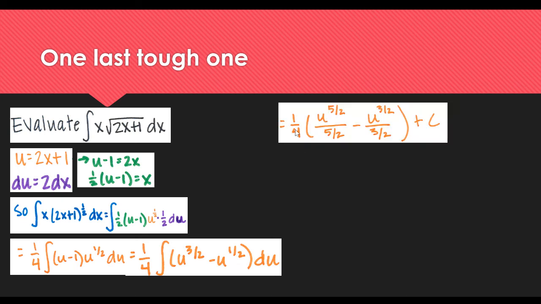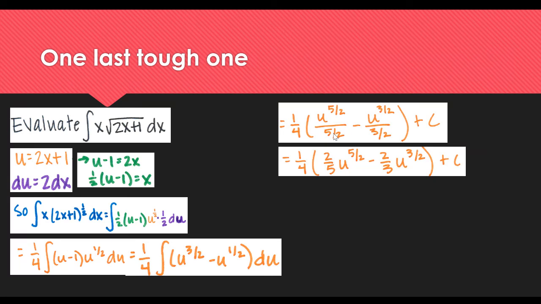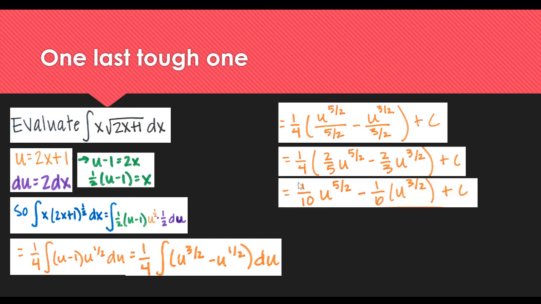1/4, chilling out front. U to the 3/2, add 1 to that, that's 5/2. U to the 1/2, add 1 to that, that's 3/2. Skip, flip, and multiply. So that's going to be 2/5 u to the 5/2, 2/3 u to the 3/2. Distribute your 1/4 in. That's 1/10 because 2 and 4 cancel. 2 times 5 is 10. 1/4 times 2/3. 2 and 4 cancel. 2 times 3 is 6.